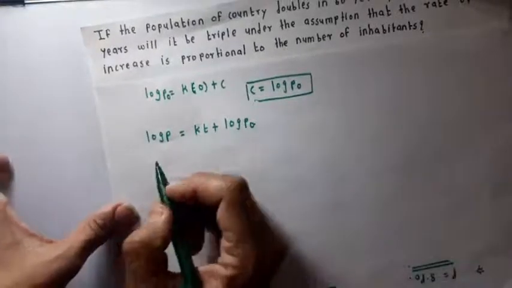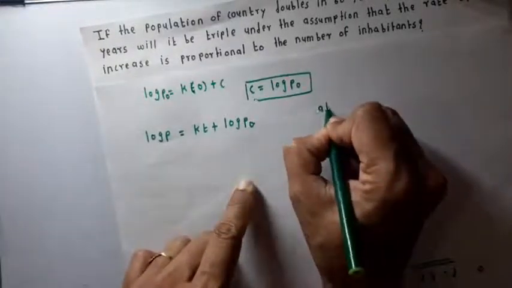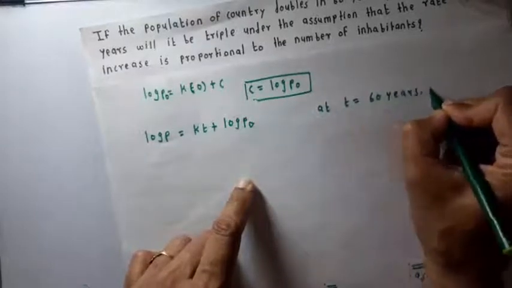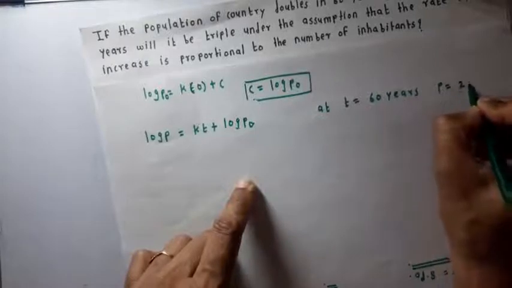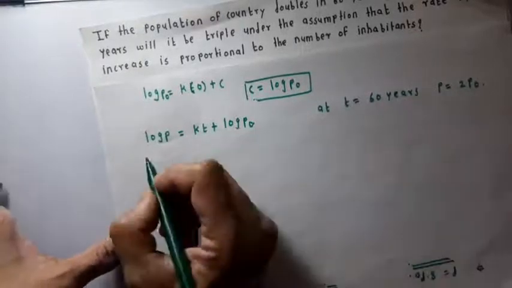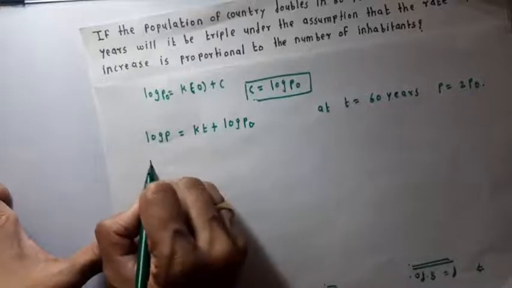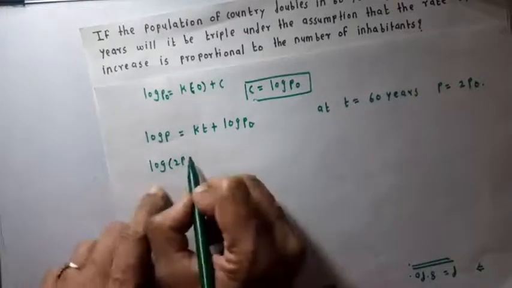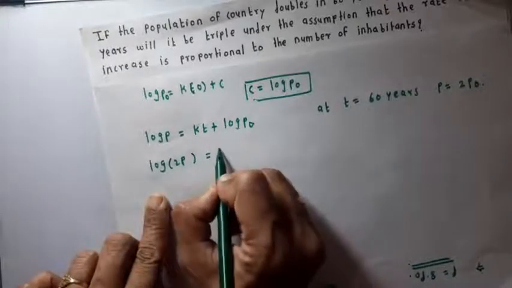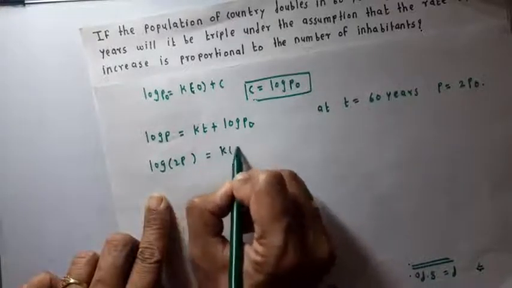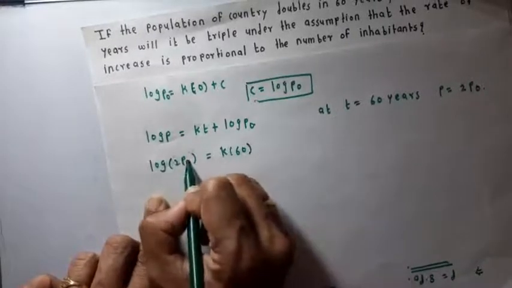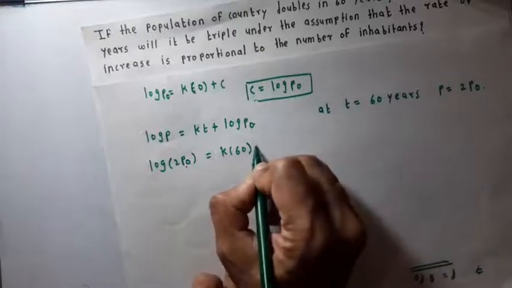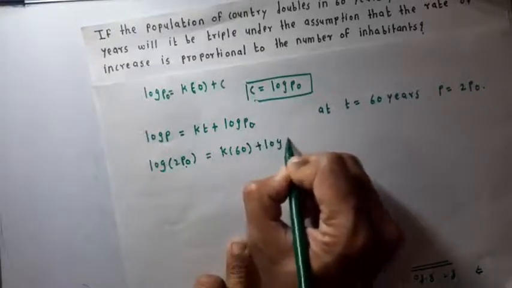Now, at t equal to 60 years, the population doubles the original population, that is 2P0. Therefore, log of 2P0 equal to K into 60, because when t equal to 60 the population is double the original, and P0 is the original population, plus log of P0.